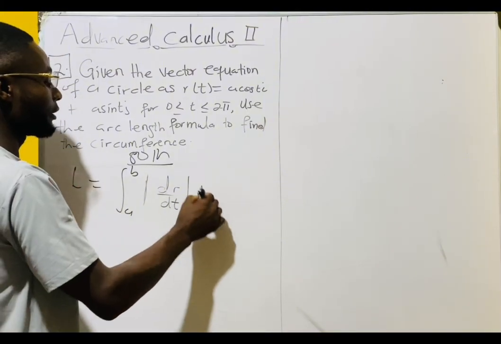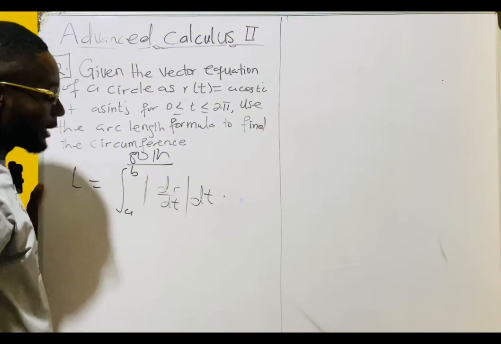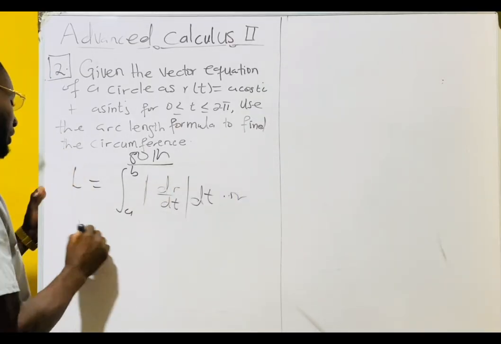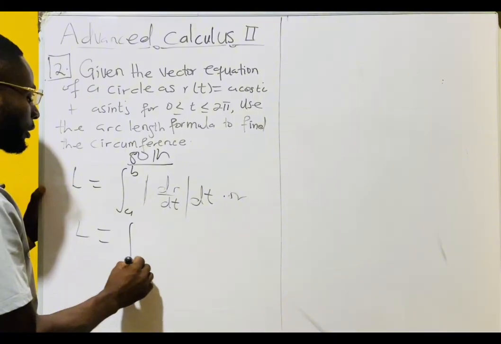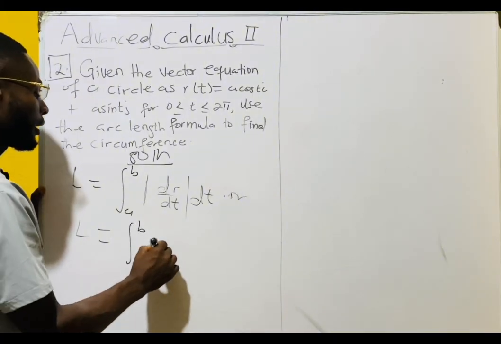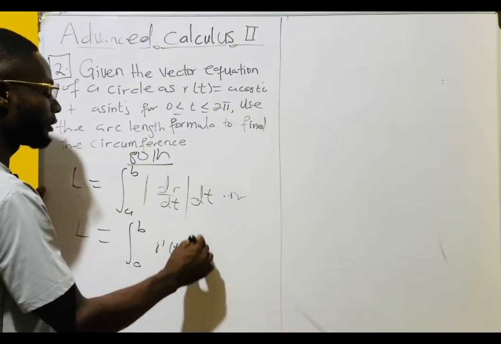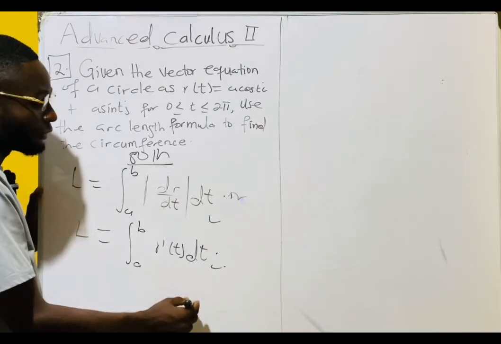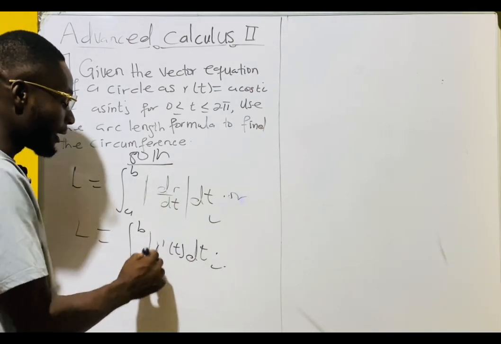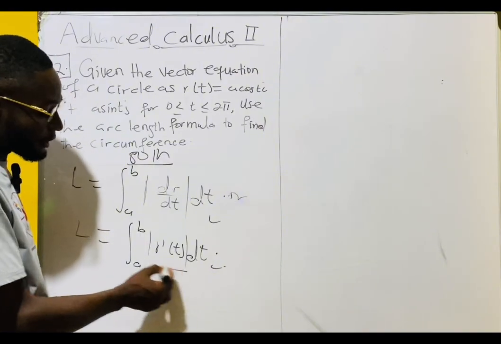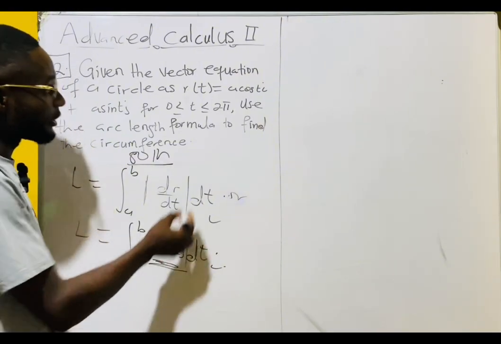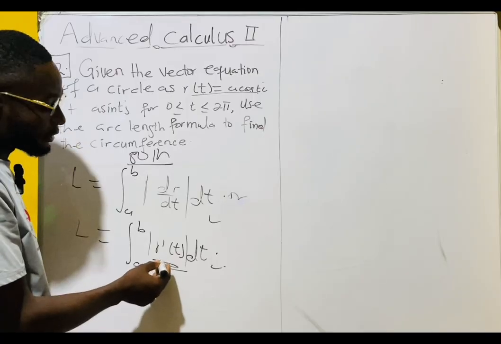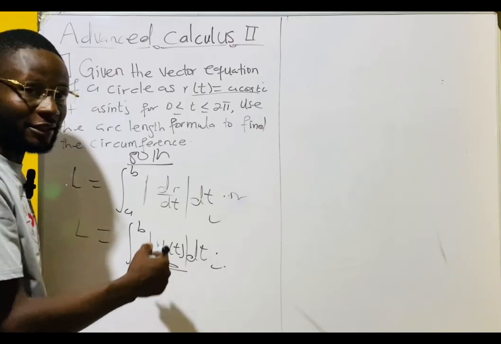Or we say that L is equal to the integral from a to b of the magnitude of r prime of t dt. So this and this are all the same. Looking at this, what we need is to find the derivative of the radius, then take the magnitude of it.